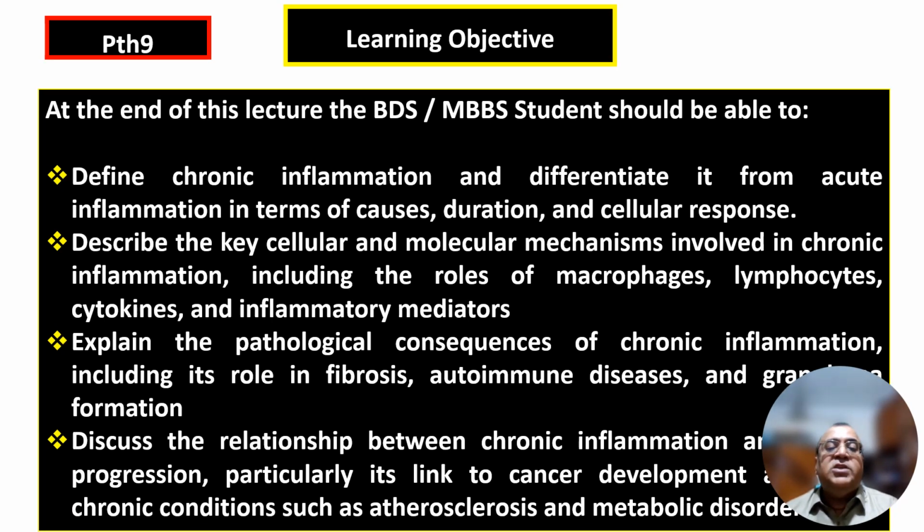The learning objectives for the lecture are to define chronic inflammation and differentiate between acute and chronic inflammation in terms of cause, duration, and cellular response; to describe the key cellular and molecular mechanisms involved in chronic inflammation, including the role of macrophages, lymphocytes, cytokines, and inflammatory mediators; to explain the pathological consequences of chronic inflammation, including its role in fibrosis, autoimmune disease, and granuloma formation; and to discuss the relationship between chronic inflammation and its progression, particularly its link to cancer development and some chronic conditions such as atherosclerosis and metabolic disorders.